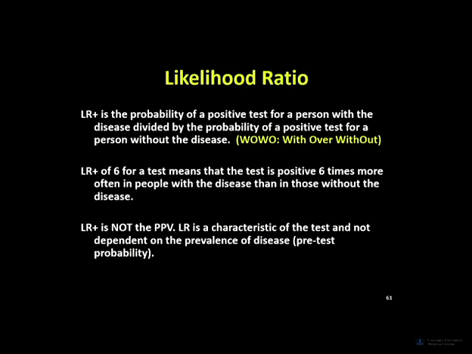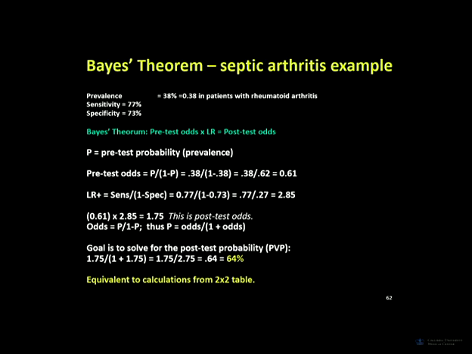I'm going to walk you through how this works. Basically, likelihood ratio positive is the probability of a positive test in a person with the disease divided by the probability of a positive test in a person without the disease. It's not the positive predictive value. It's a characteristic of the test and not dependent on the prevalence of disease. So it goes back to what I said earlier. Okay, so this is how to make your calculation end up with your post-test probability, like we already did, using Bayes' theorem.